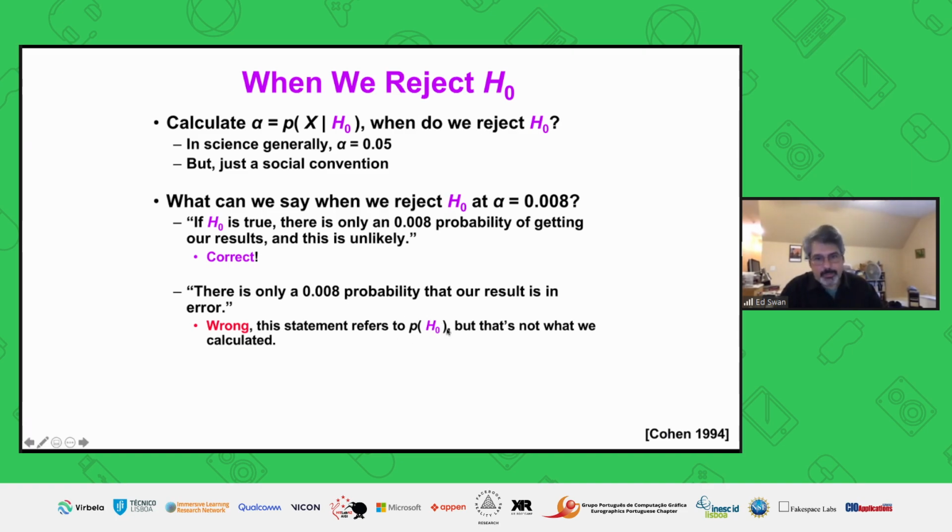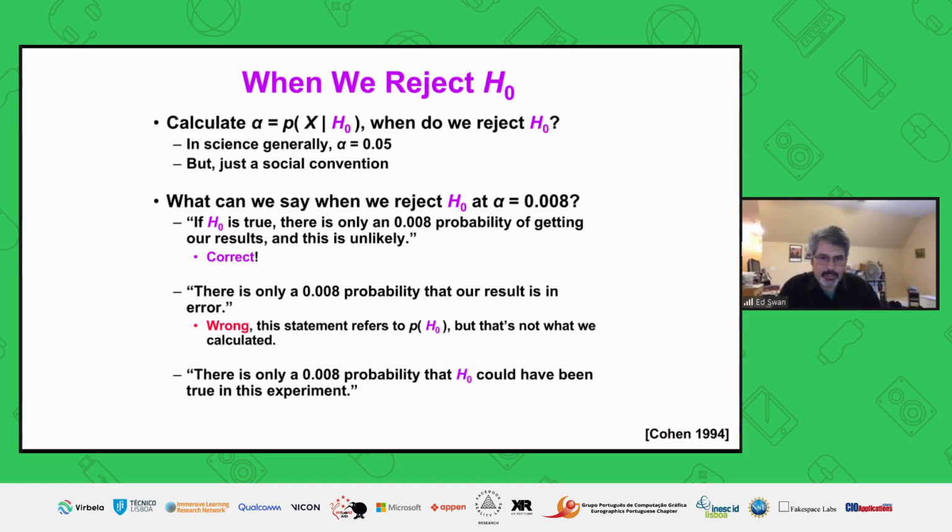When you are reading a paper, doing an experiment, this is kind of what you're thinking of: what is the probability of this hypothesis? But this is what you're calculating. Another thing that is also wrong is to say something like, there's only a 0.008 probability that the null could have been true in this experiment. That's wrong because it's turning around what's been calculated. This is referring to the probability of the null given what we've seen, but that's not what was calculated. What was calculated is the probability of getting what we saw, assuming the truth of the null.